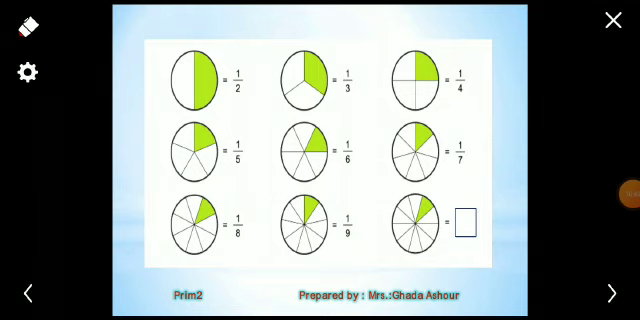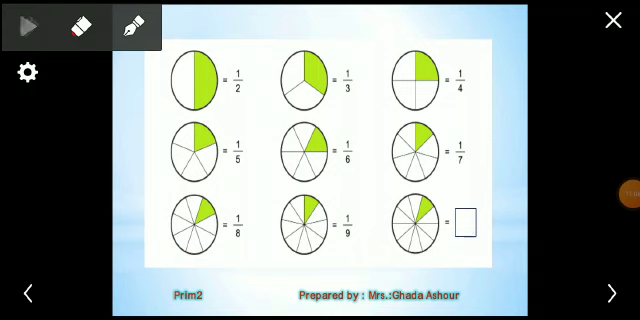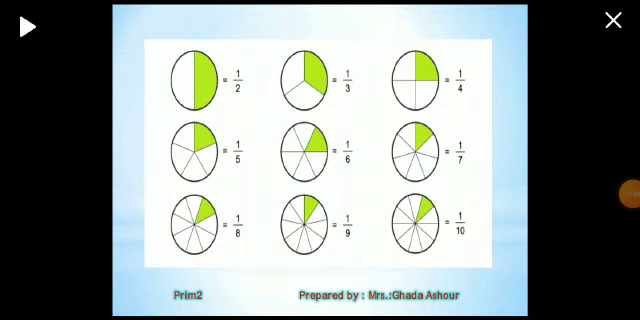Okay, look at that. What about that circle? Let's count how many parts are in that circle. 1, 2, 3, 4, 5, 6, 7, 8, 9, and 10. So the number of all parts equals 10, but just one colored. So it's 1 over 10 or tenth.